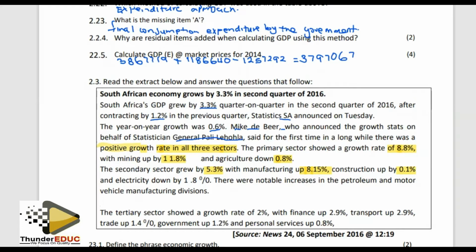Secondary sector grew by 5.3%, with the manufacturing sector up 8.15%, construction by 0.1%, and electricity by 1.8%. There was a notable increase in petroleum and motor vehicle manufacturing divisions. The tertiary sector showed a growth rate of 2%, with finance up 2.9%, transport up 2.9%, and trade up 1.4%. The government was up 1.2%, and personal services up 0.8%.